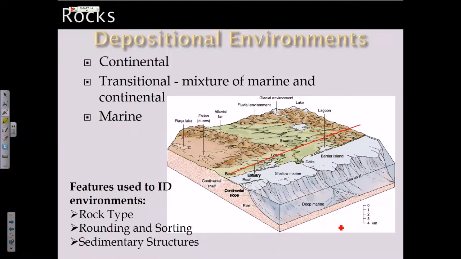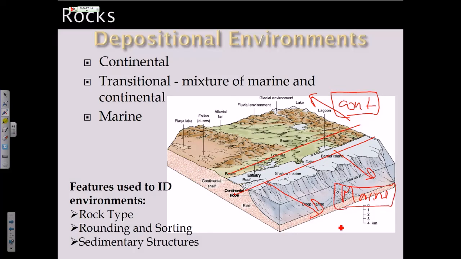There's three parts to this diagram. There's the continental part. Okay. So some of those sedimentary rocks form on the continent in lake or glacial environments. And there's the marine environment. It's out here on the far sort of right. And these are rocks that form in the ocean, like decidedly in the ocean. Okay? Coral reefs, shallow marine, or even the deep ocean.